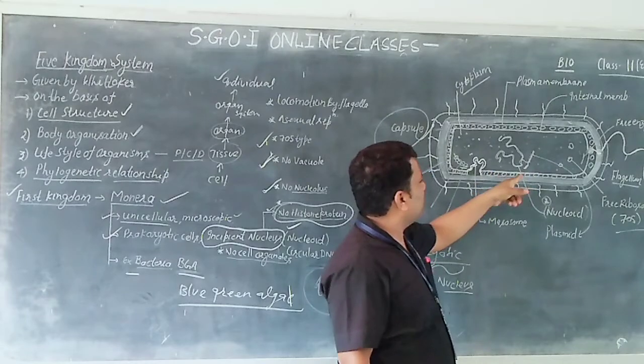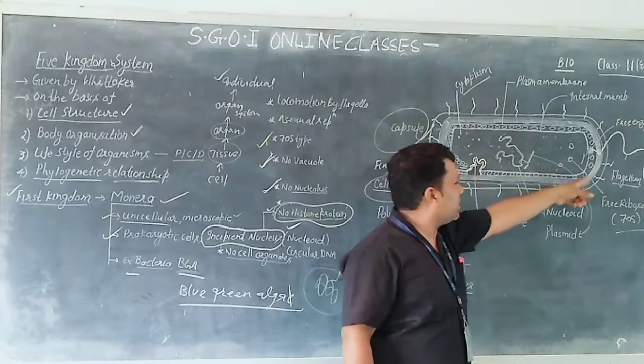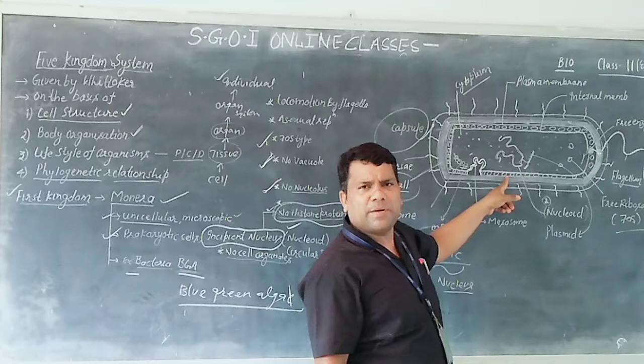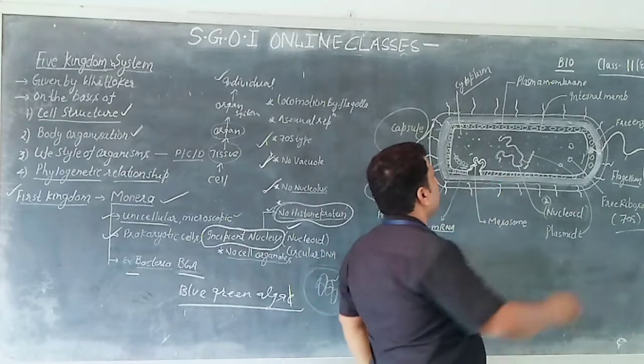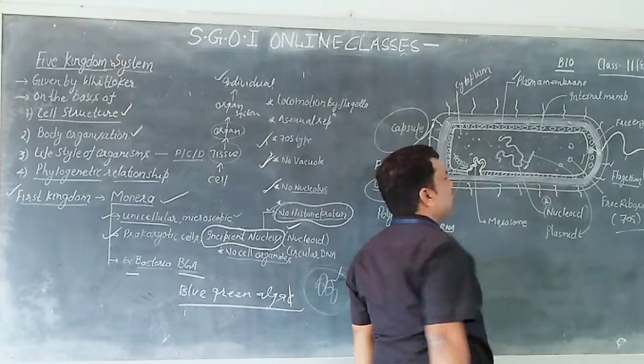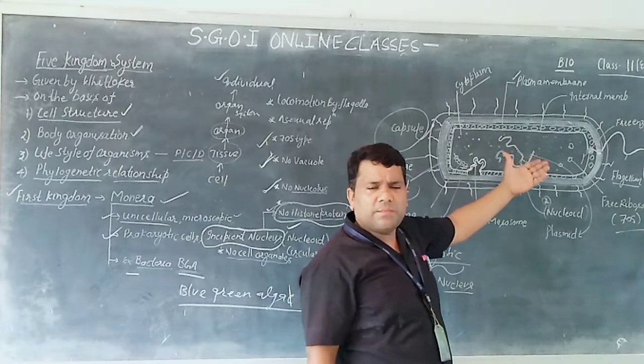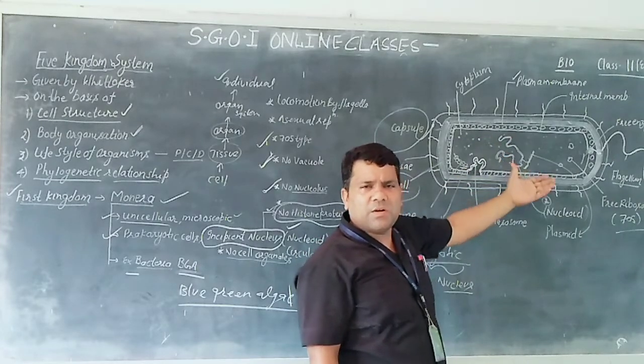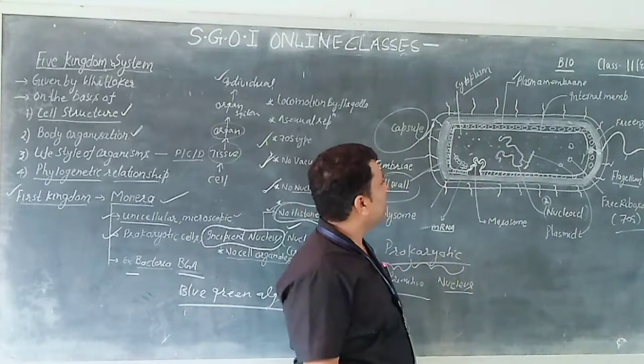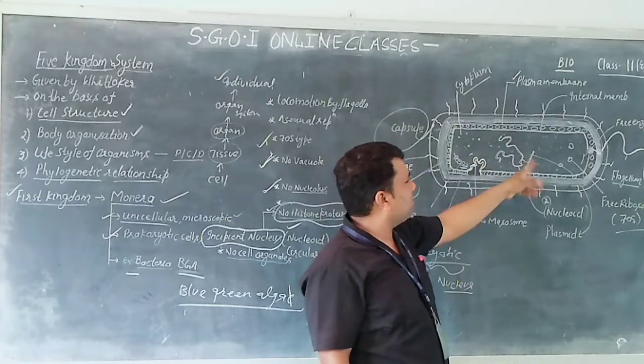Here small holes are created. These structures are called the plasma membrane. It is also known as the plasma membrane or cell membrane, and it is very important for the prokaryotic cell, because it takes part in respiration. So this is called the plasma membrane.